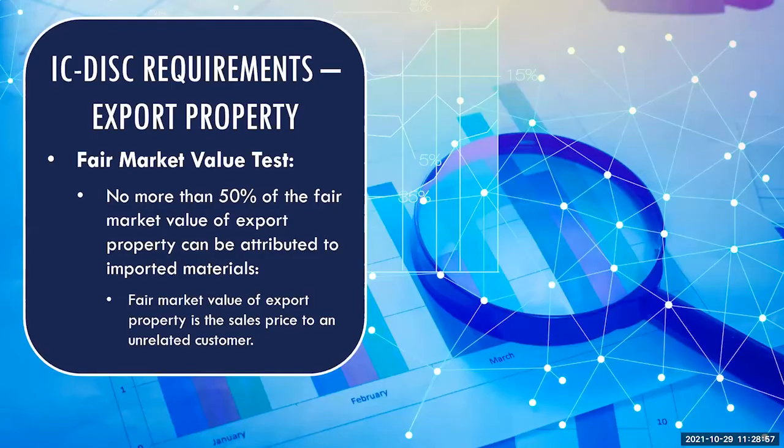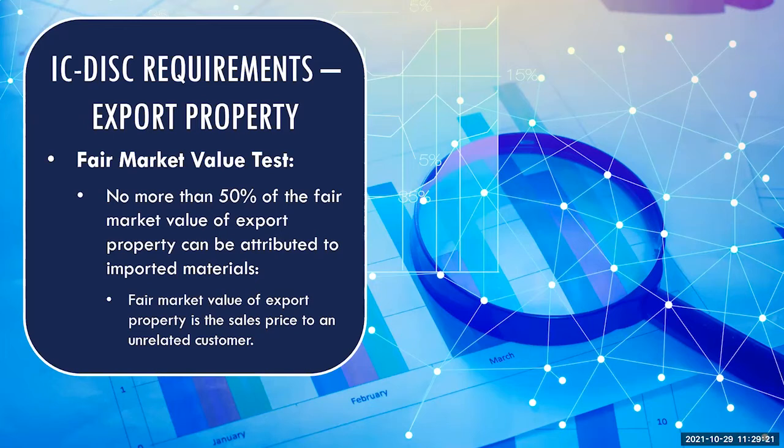The last of the three tests is the fair market value test. It says that no more than 50% of the fair market value of export property can be attributed to imported materials. And for this purpose, fair market value of export property is deemed to be the sales price of that property to an unrelated customer.